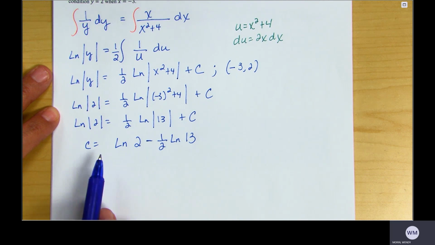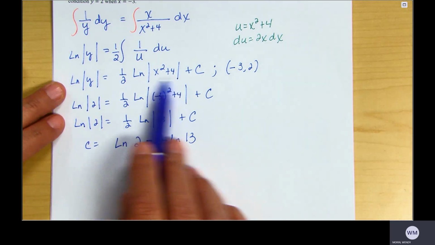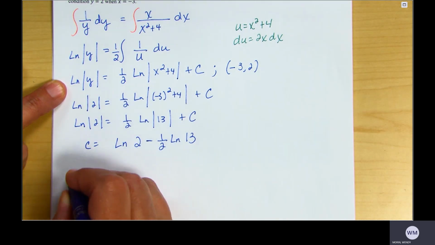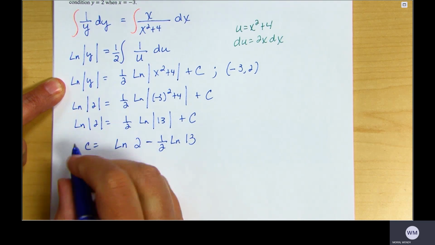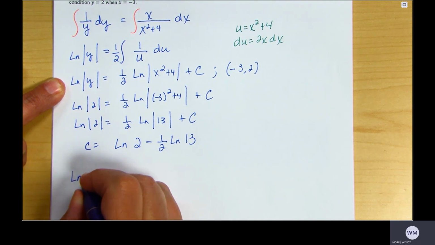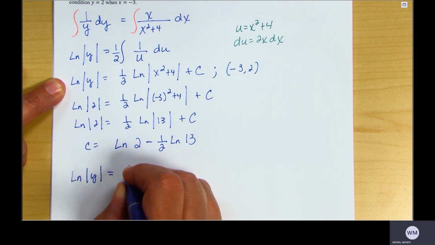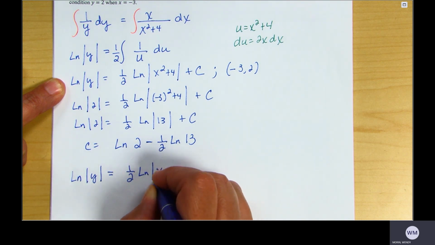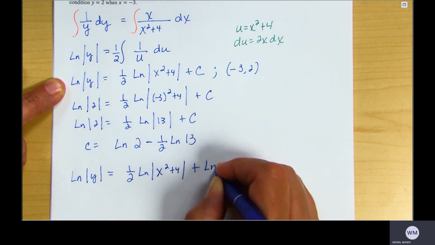So let's go back up to our step 2 right here. Yeah, 2, because we're working on it. So we're going to go back up here, and we're going to take the natural log of the absolute value of y is equal to 1/2 the natural log of the absolute value of x squared plus 4 plus our c value.